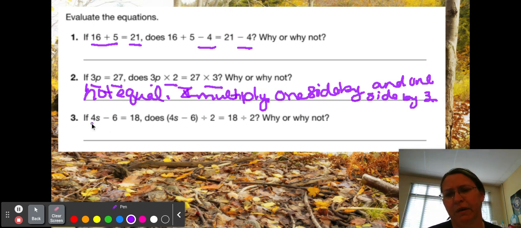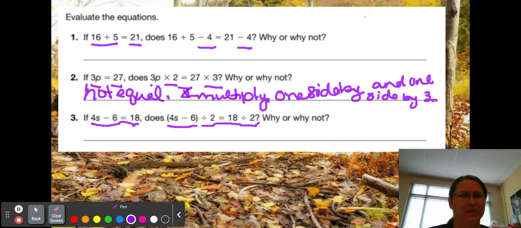Let's look at this one. If I have 4s minus 6 and it equals 18, if I have 4s minus 6 divided by 2, does it equal 18 divided by 2? It actually does, because I divide by 2 on both sides.